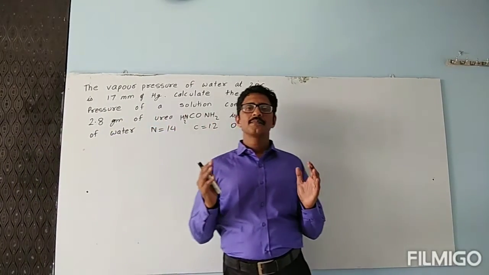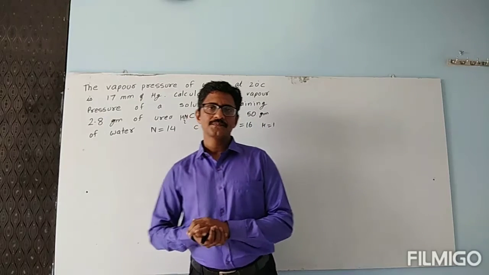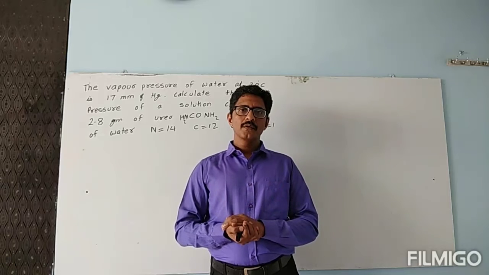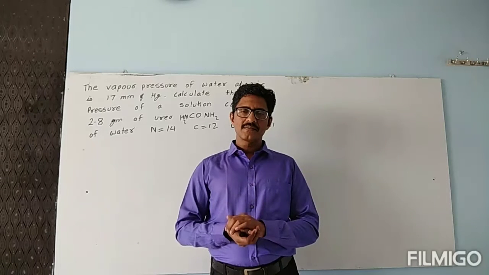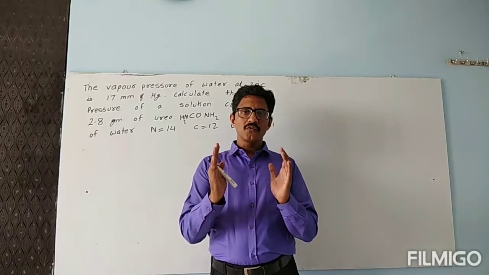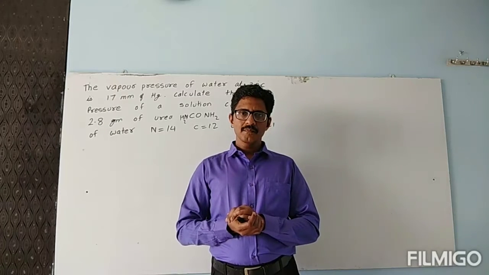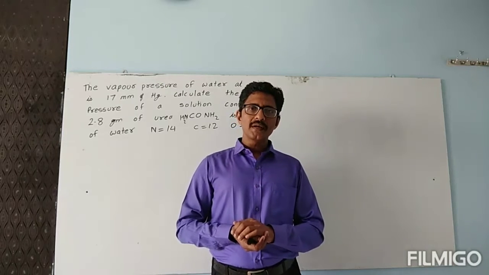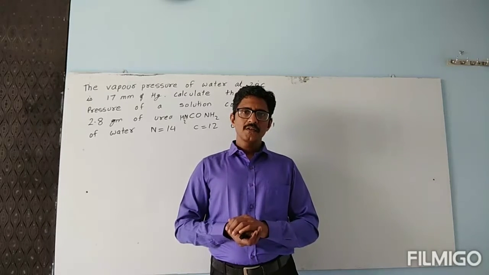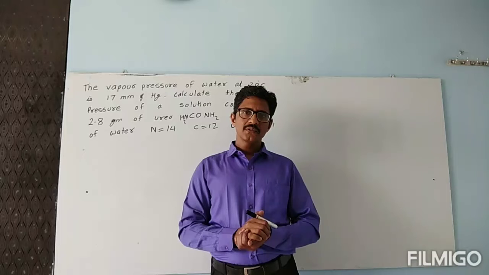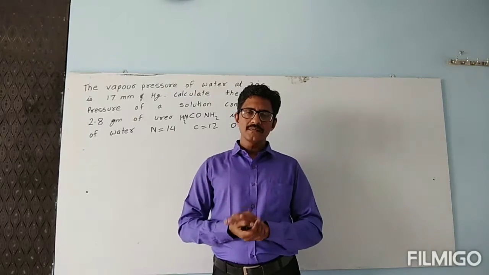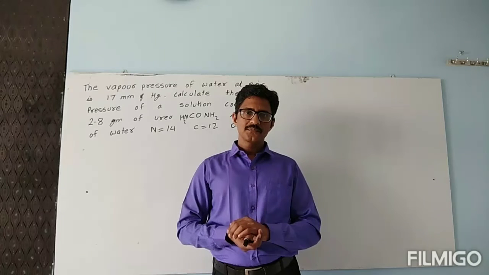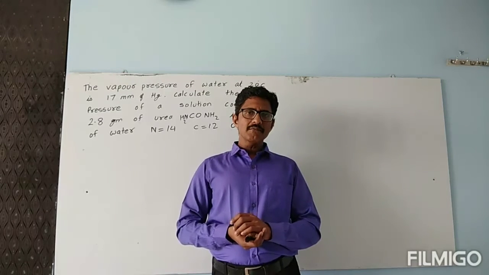Children, in this question or on this topic, what we study is this: a pure solvent is given. It is having some specific value of vapor pressure. If you add any solute which is non-volatile, then its vapor pressure will reduce. And for that you have got only one formula.